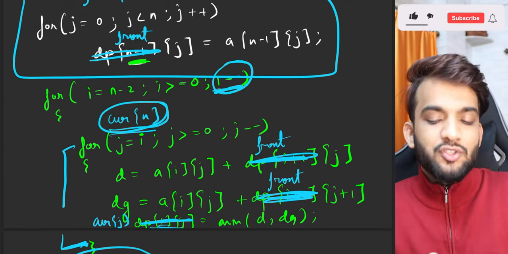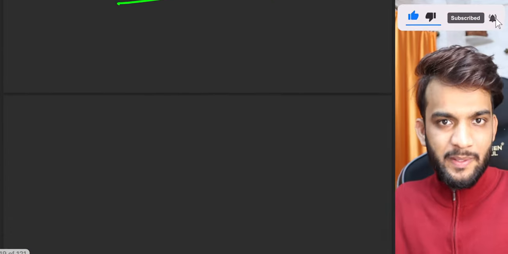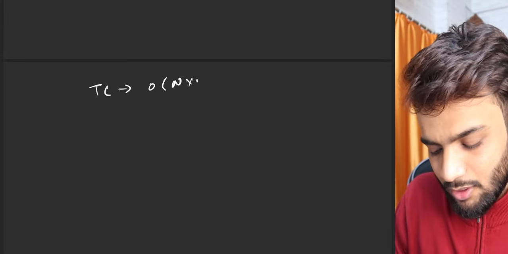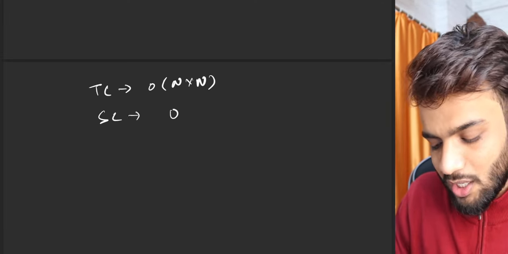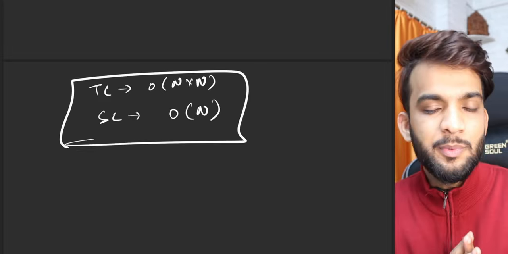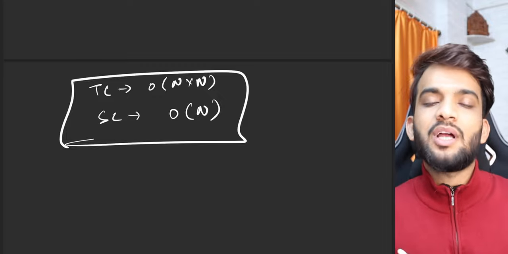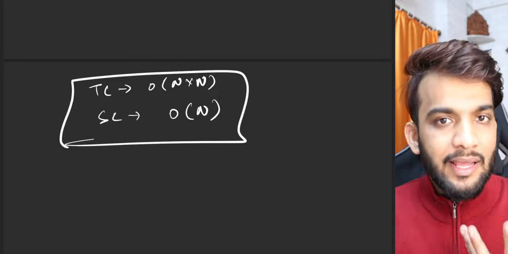That's the space optimization. Now the time complexity is still the same, but the space complexity has boiled down to big O of n. It's twice n, but it's near about big O of n. We're not using an n cross n matrix. We're just using a couple of rows and we're able to compute the entire answer.